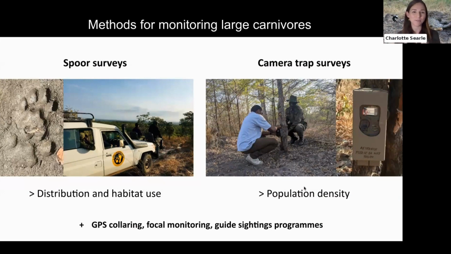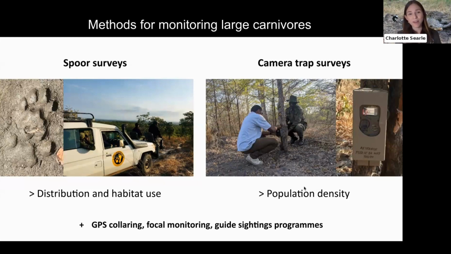So we can understand population status, how a population of, say, leopard is doing across different parts of the landscape. So different habitats, land use types, levels of human impact, things like that. As well as obviously getting information on other animals. So anything that passes in front of those cameras, we get photos of.